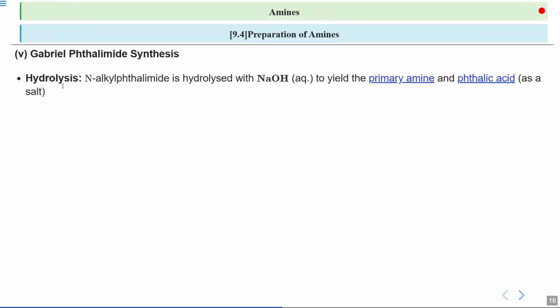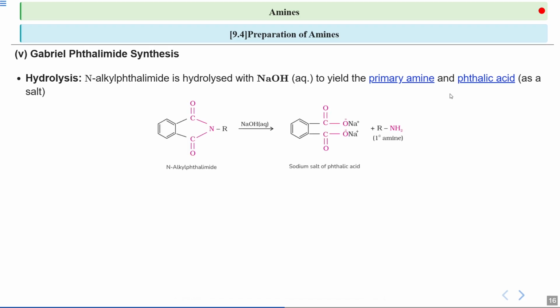Now next is the hydrolysis step. Here an alkyl phthalimide reacts with aqueous NaOH, sodium hydroxide. This reaction produces a primary amine and phthalic acid, which forms as a salt. So look at this reaction. We have an alkyl phthalimide. It is hydrolyzed with NaOH and we get a primary amine, which is RNH2, and a sodium salt of phthalic acid. This is a primary amine because nitrogen is bonded to 2 hydrogens and 1 carbon. So we finally get a primary amine.